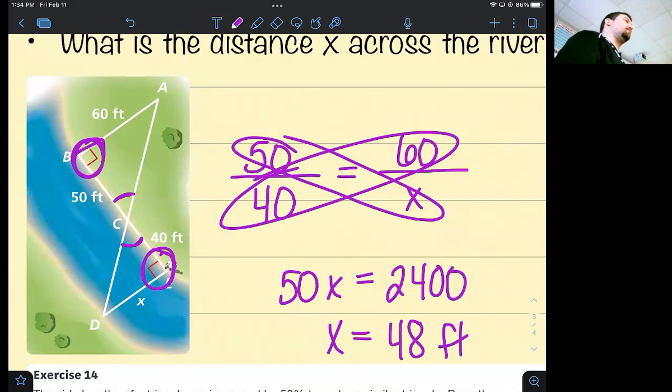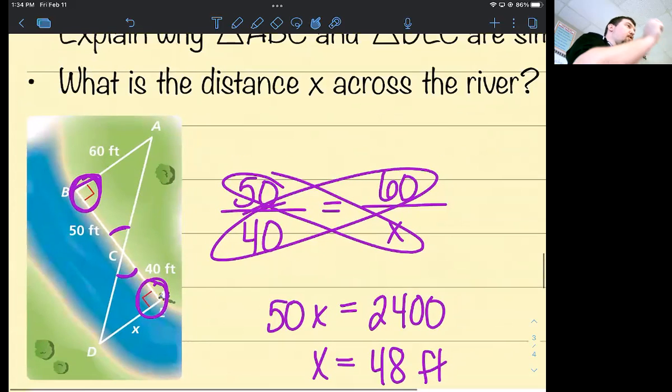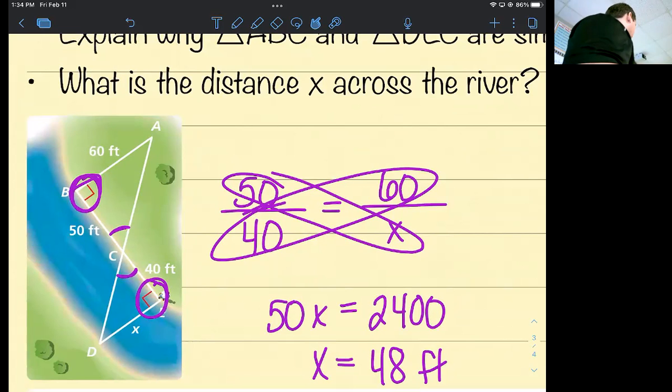48 feet. There we go. Pretty simple lesson tonight, right? The only thing that's new is the fact that we just said that it only takes 2 matching sets of angles for the triangles to be similar, because you're guaranteed to have a third matching set if you can prove the first two are matching. So that's really the only thing we're checking for here.